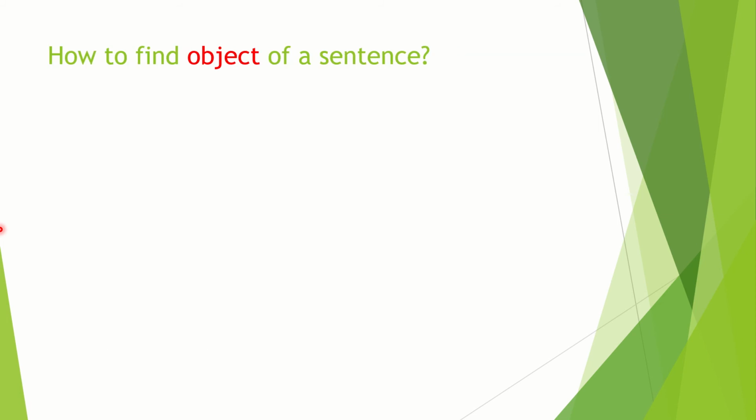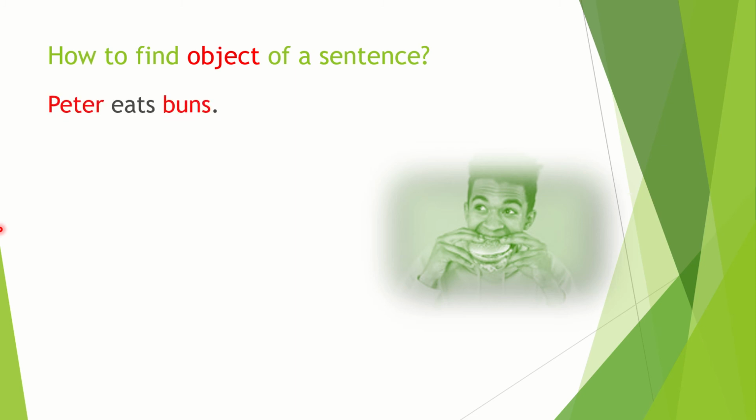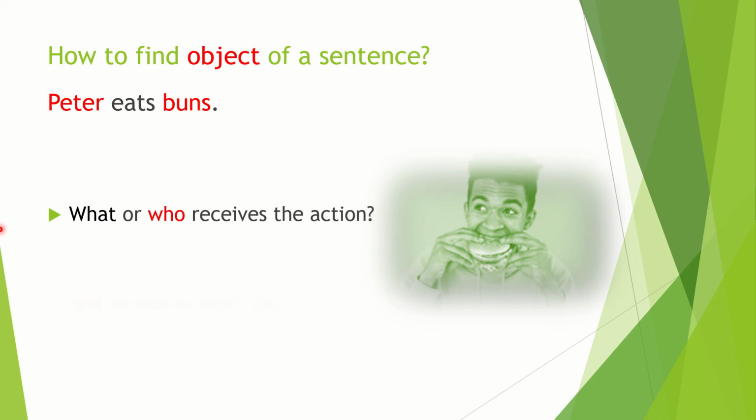How to find an object of a sentence. Peter eats buns. What are eaten by Peter? Buns. So what or who receives the action? That is the object. අපි action එක question කරනවා what හරි who හරි ඔය ප්‍රශ්න දෙකෙන් එතකොට අපිට ලැබෙනවා නම් උත්තරයක් ඒක තමයි object එක. කන්නේ මොනවද? buns.